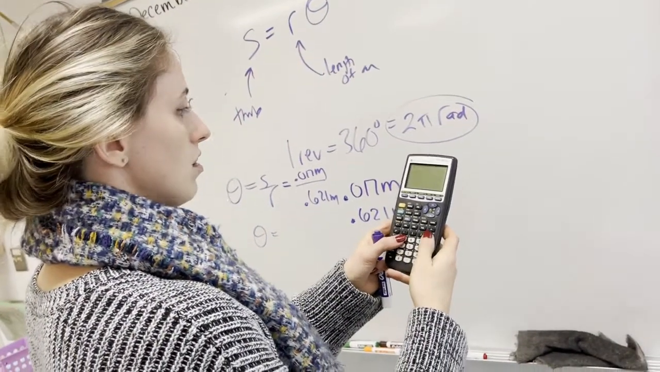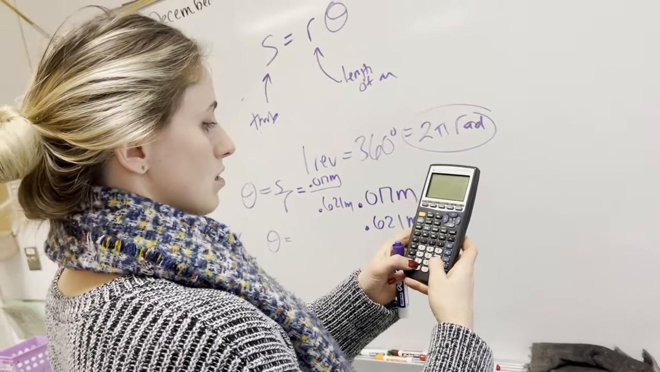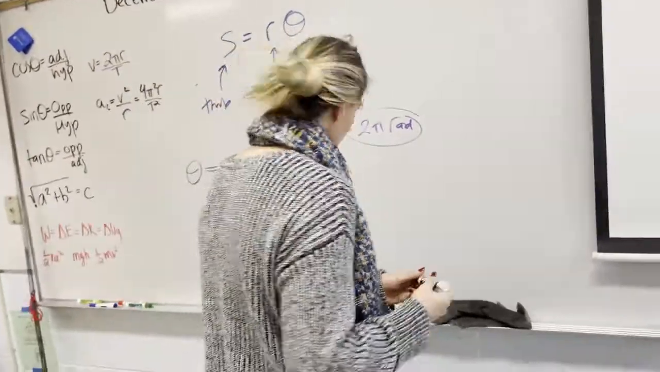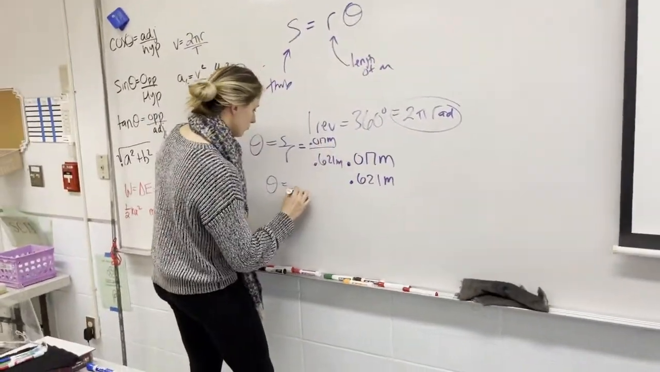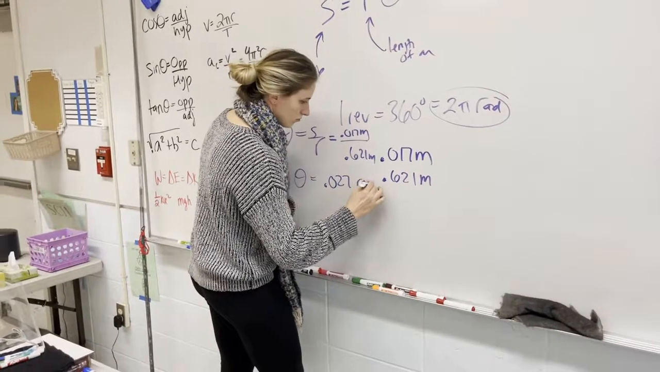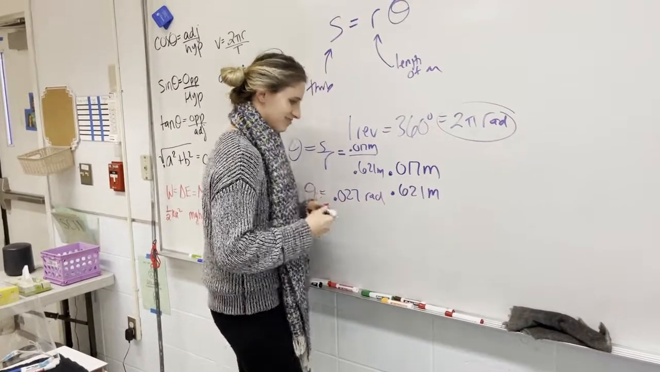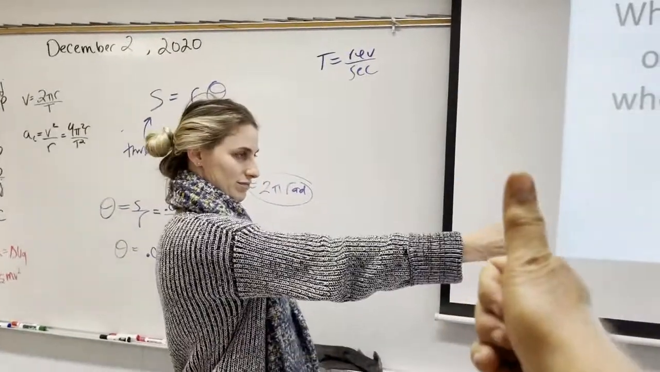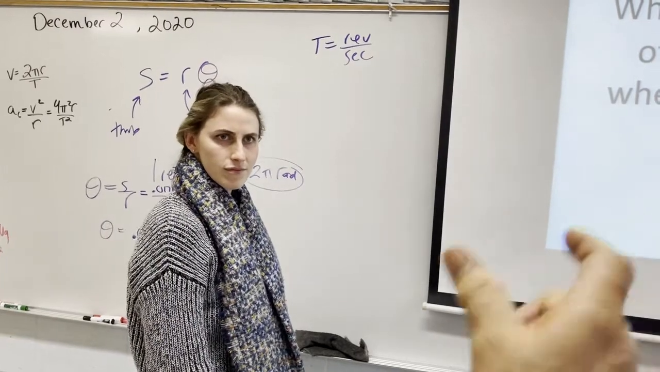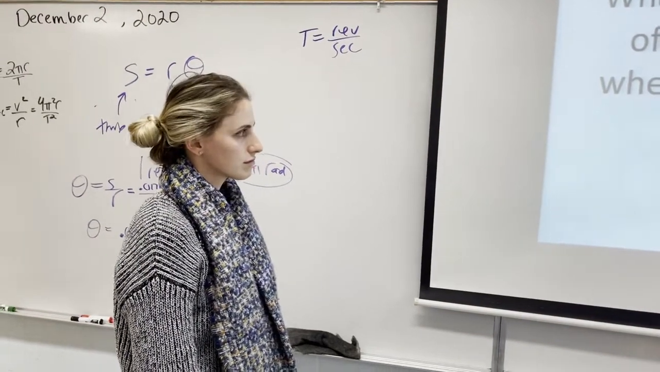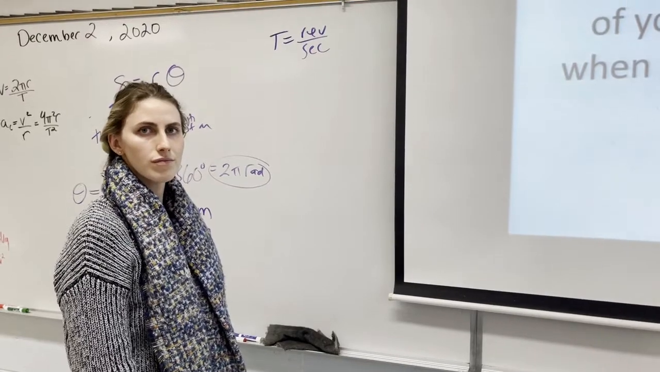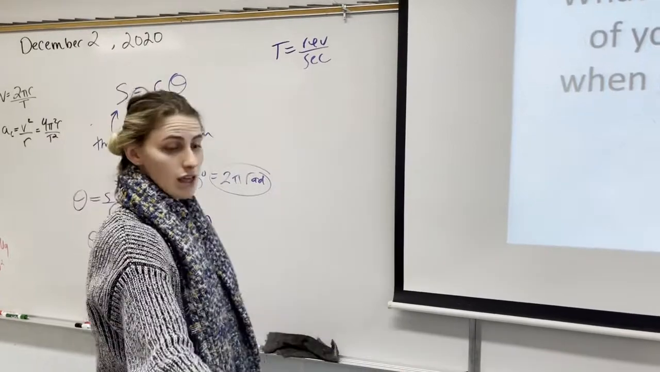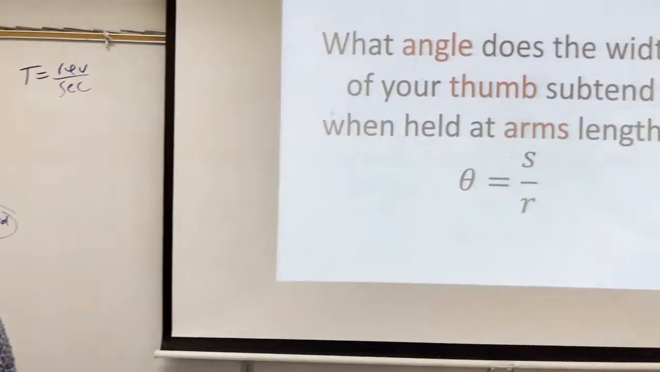0.017 divided by 0.621, and I get 0.027 radians. Now here's the thing. People with longer arms tend to have bigger thumbs. People with smaller thumbs tend to have shorter arms. So if you hold your thumb out at arm's length, you're subtending a particular angle, and within human variation it's pretty much the same for everybody. So it's consistently this angle. If you want to know the angle of something, that's called the rule of thumb.